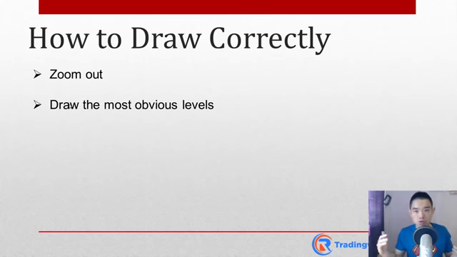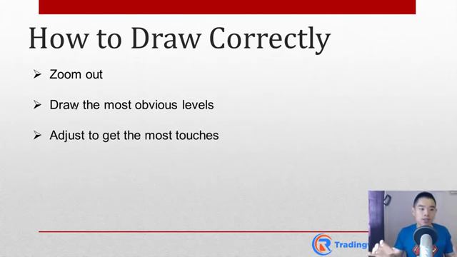Number two, you want to draw the most obvious levels on your chart. If it's there, it's there. If you have to squint your eyes and find the level, it's not there, so just ignore that. And the third thing is you want to adjust it to get the most number of touches. So let me explain with you using an example, shall we?